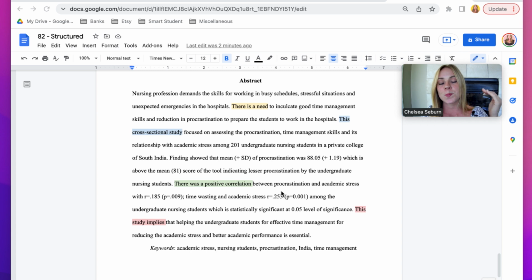So again, you're building on your research paper: objective, method, results, and then finally the conclusion. Again, use some language to signify that this is what you learned in this study. So here we have "this study implies," followed by our conclusion. So I think that's a great way to approach your abstracts, is understanding that you're just linking the highlights from the main sections in your research paper.